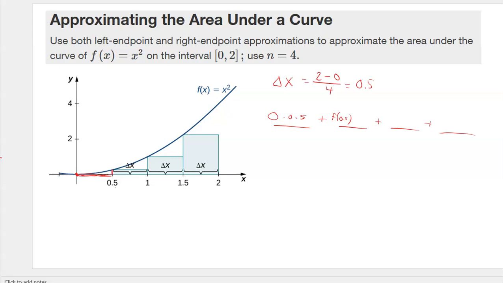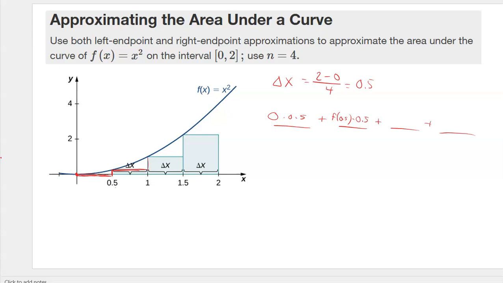On the left-hand side of the rectangle, I'm dealing with this x value. That x value is determining how high my rectangle actually is. And I'm going to multiply that by the width. The width of the rectangle is a half.